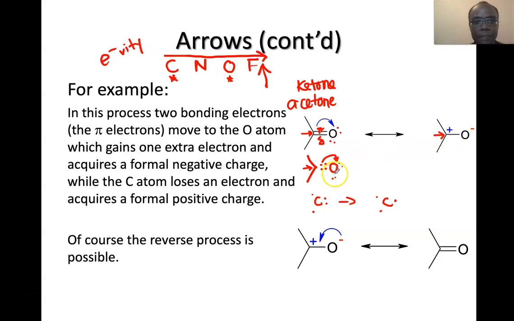For the case of oxygen, if you consider the valency of oxygen, 1, 2, 3, 4, 5, 6, it will be 6. But the moment you move 2 electrons towards the oxygen, it comes with an extra 1 electron. So the valency becomes 7. So that's why we have a negative charge here.